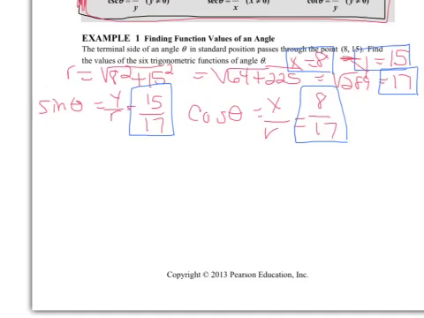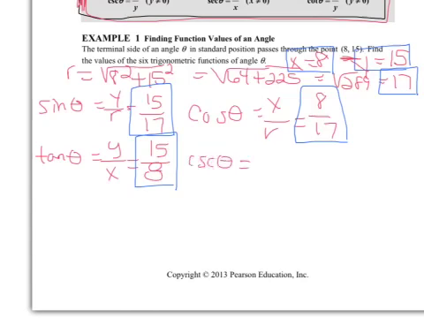We go to our next one, which is tangent of theta. Tangent of theta equals y over x. We know our y value is 15 and our x value is 8. So tangent of theta is 15 over 8. Then we go to our next function, cosecant of theta. We know that cosecant of theta is r over y. Our r value is 17, and our y value is 15. So cosecant of theta is 17 over 15.